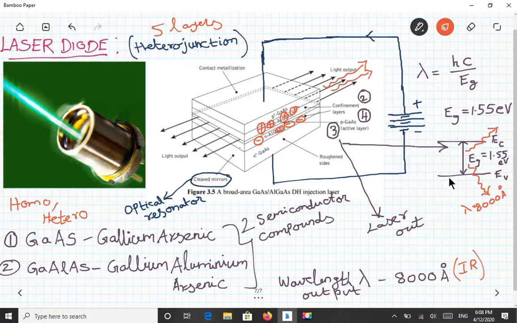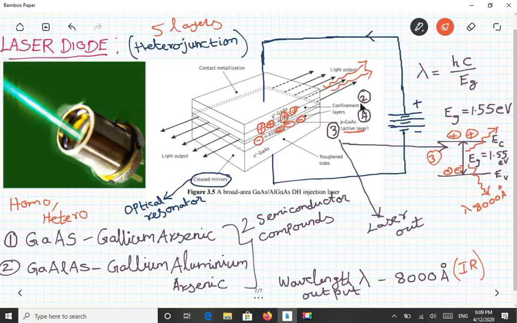So from the valence band, electrons will be supplied, and from the conduction band of the P type, holes will be supplied, and the recombination occurs in this third layer. Which is the third layer? That is where I showed the arrow mark. The third layer is where the laser comes out, which is called the active region.